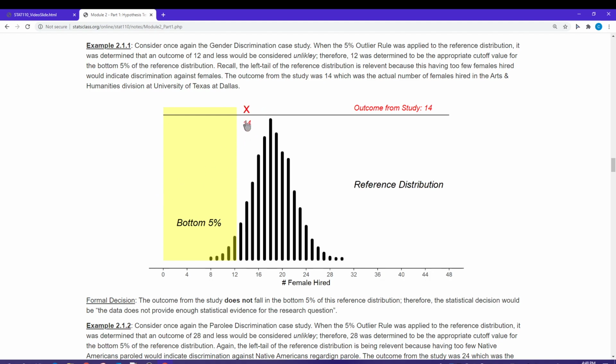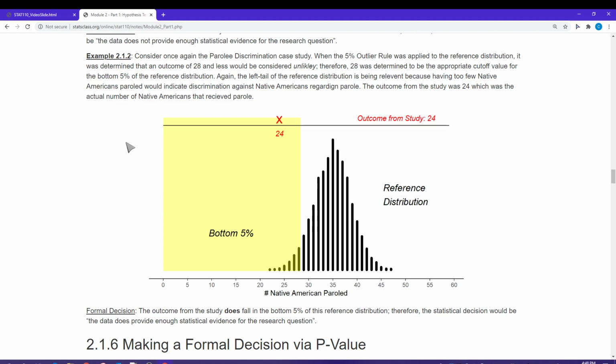Another way to think of that is, this reference distribution was obtained under a situation of fair hiring, and 14 kind of sits within the realm of the fair hiring there. It's not enough of an outlier to be deemed statistically unusual. On the other hand, when we looked at the parole discrimination case study, the number of Native Americans paroled was indeed in the bottom 5%. So 24 here sits down in the bottom 5%. I think the cutoff here was 28. So 24 does indeed sit in that bottom 5%, which would be unusual or atypical if the paroling was done fairly.